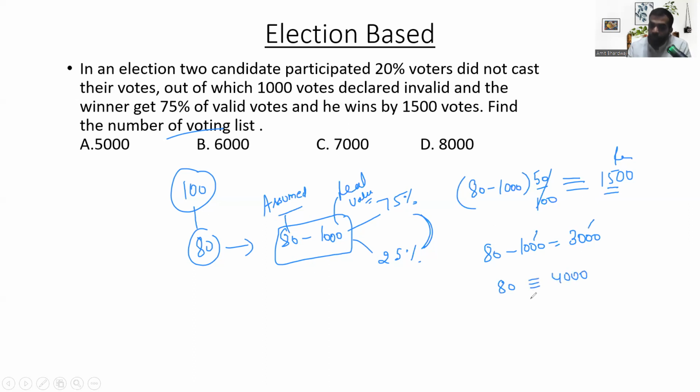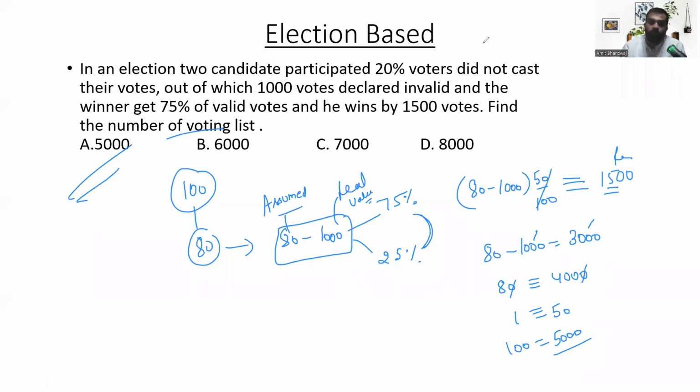Are you getting this? So the voting list is 100, right? So we can say 0, 0 cancel. 1 is 50, 100 is 5000. So we can easily say this is our answer. I hope it's quite clear to every listener, this is how to approach this question. Okay.